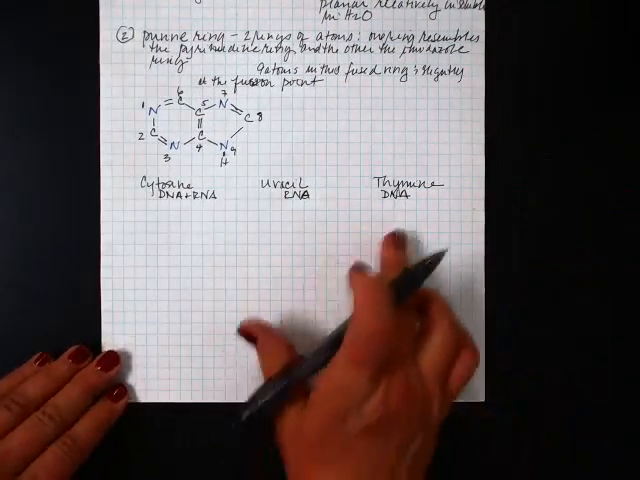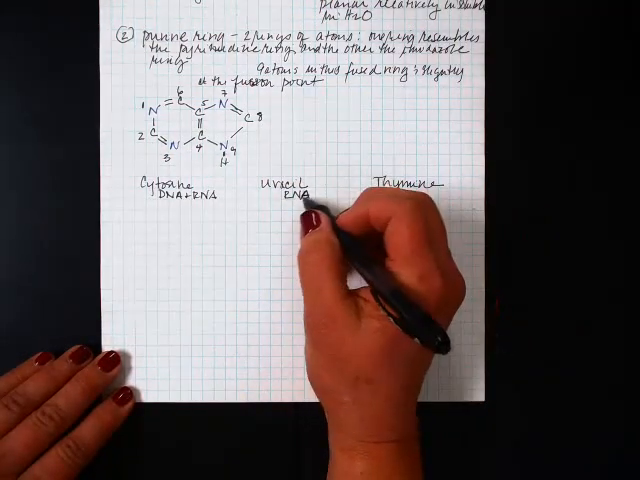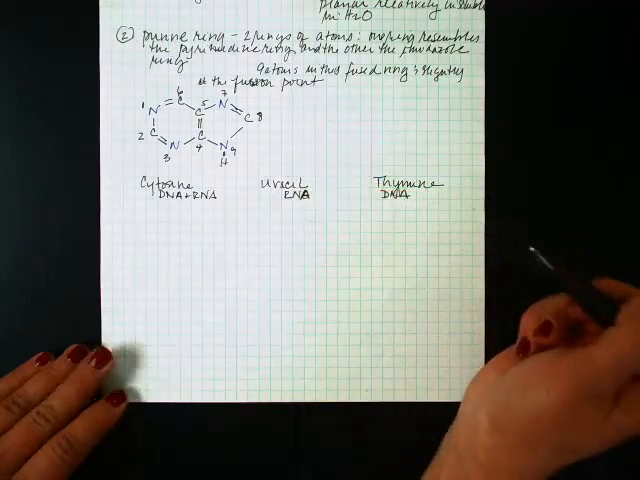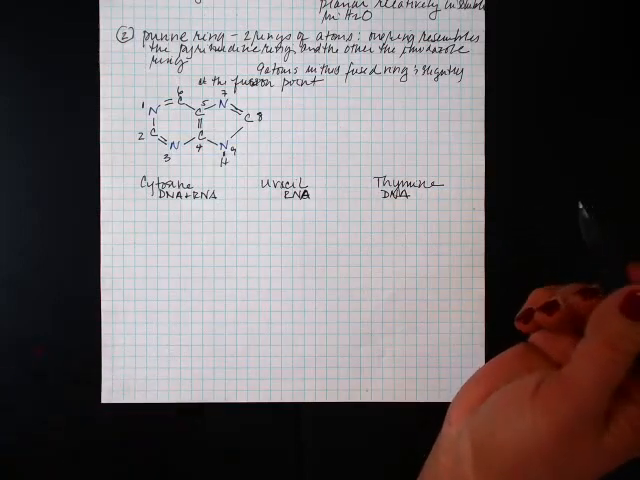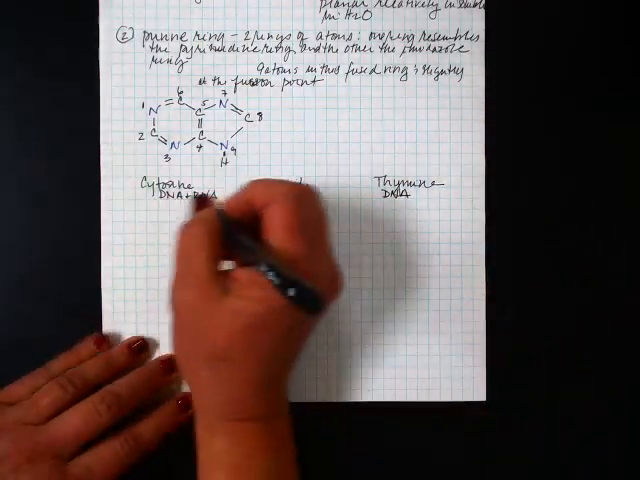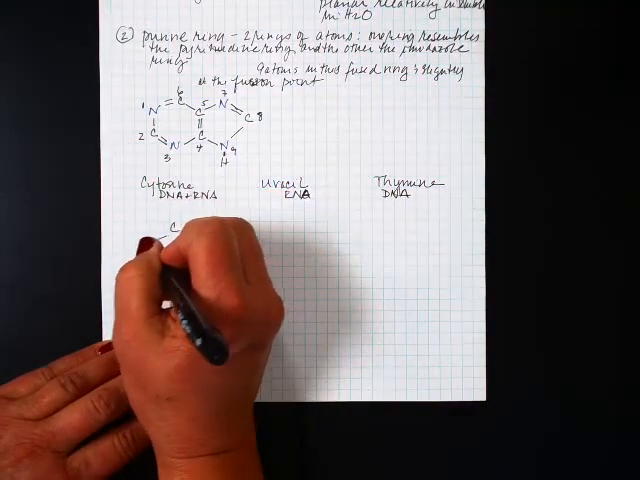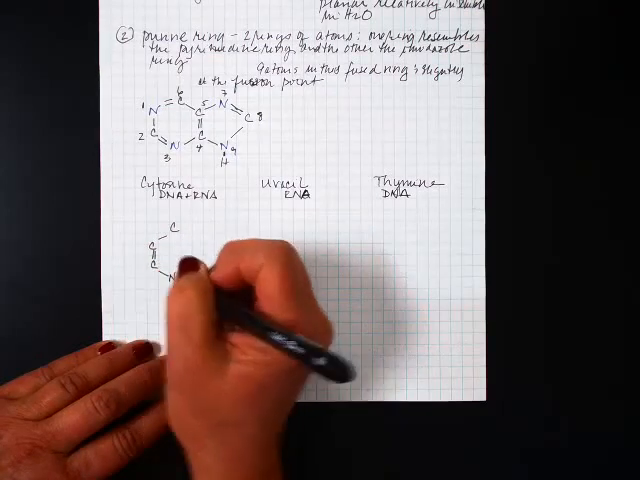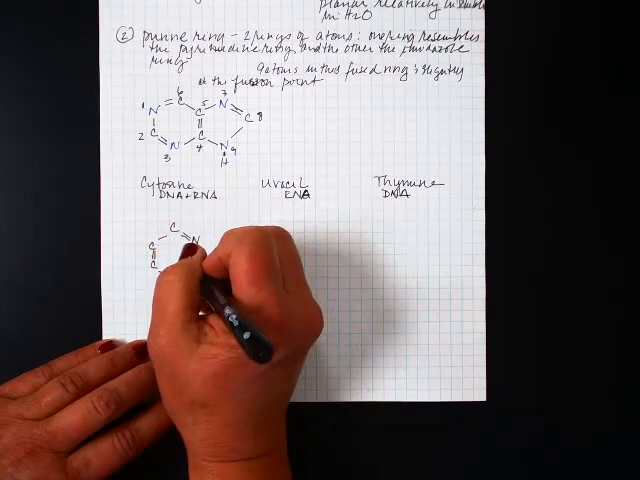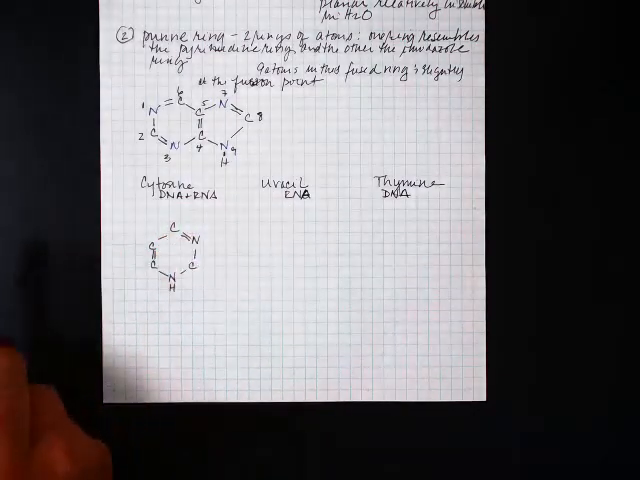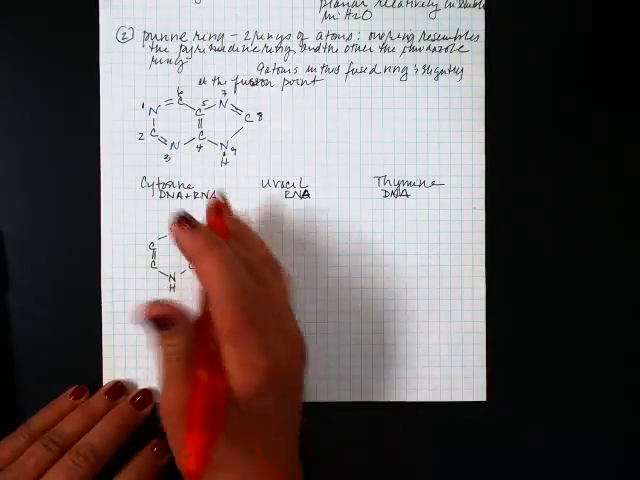So thymine is the corresponding base in DNA, and it is substituted with uracil in RNA. Okay. So cytosine, and I'm not going to use blue for those nitrogens this time around. I'm just going to use a different color for the functional groups that are present.